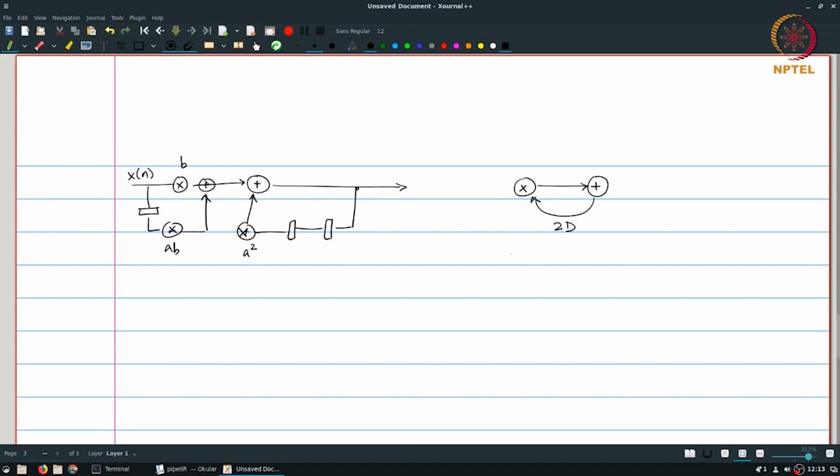Now what happens with this? What we find is that the iteration period bound in this case is actually equal to Tm plus Ta divided by 2. But as it stands, the critical path is still equal to Tm plus Ta, which means that I now have a problem, which is that the sample interval is going to be equal to Tm plus Ta.